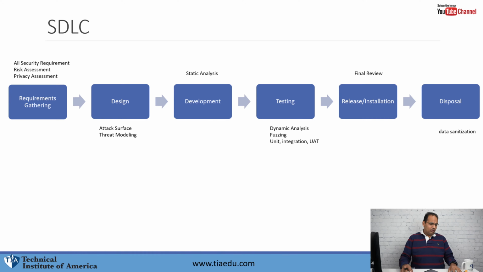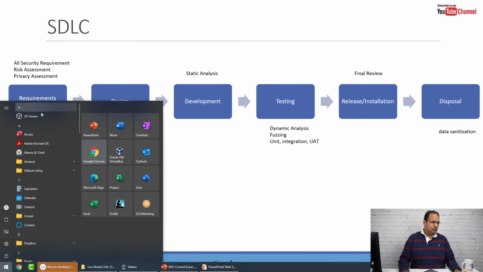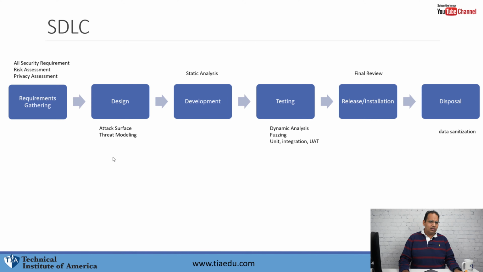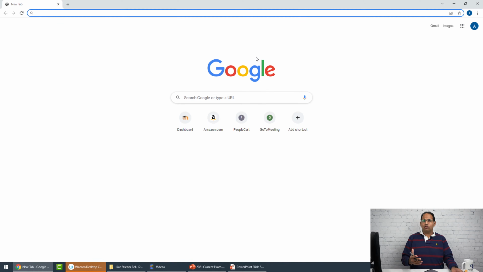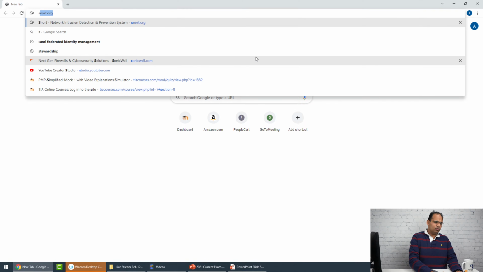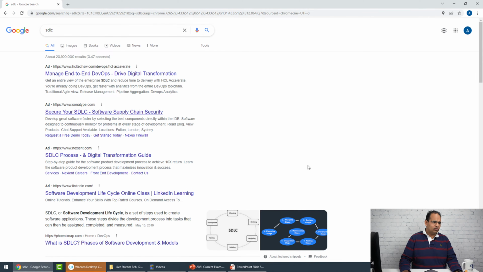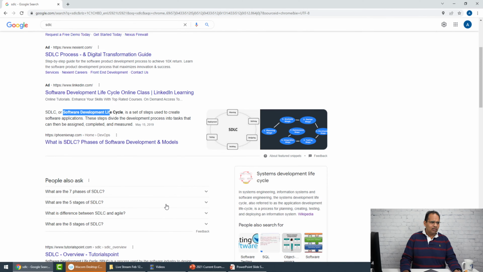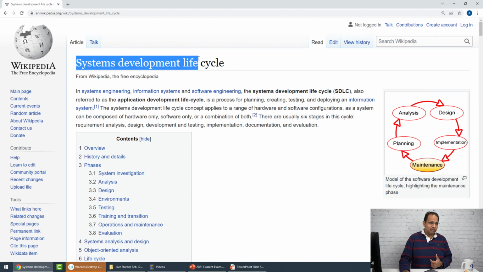So before I get into this, a couple of things you see all over the place: some people call it the software development lifecycle, some people call it the system development lifecycle. If you do a quick Google search on this topic, you'll notice that it is really known as the software development lifecycle. Your exam objective calls it the software development lifecycle, but it's also known as the systems development lifecycle.